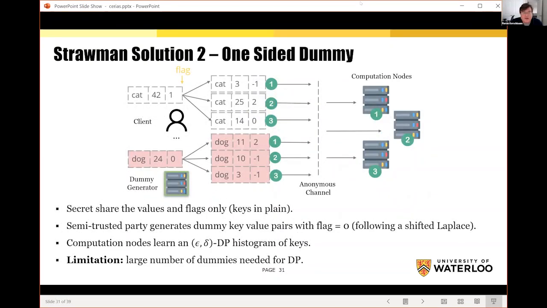You could also try to add dummies such that the number of keywords is perturbed. However, you would need a large number of dummies because you cannot avoid sending the real keywords, as that would otherwise destroy the statistics. So the clients always have to send their real keywords, and you could add one-sided dummies, a shifted Laplace distribution, a clipped shifted Laplace distribution, but you need a huge number of dummy elements. It would clog your network.